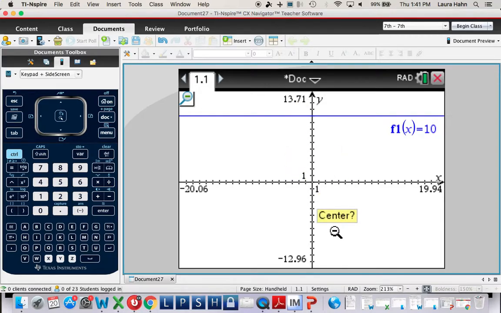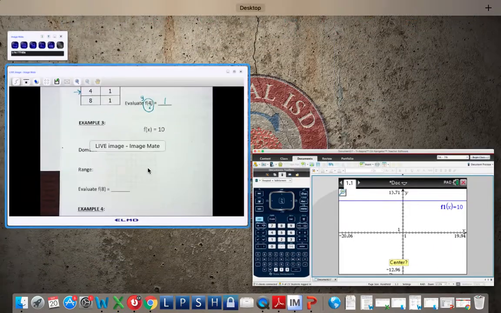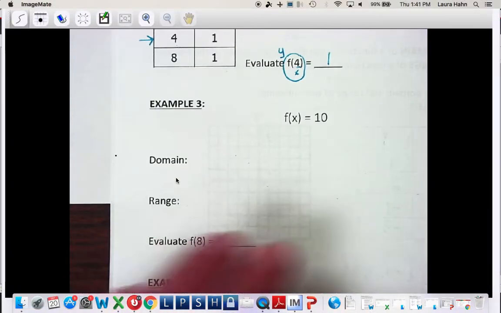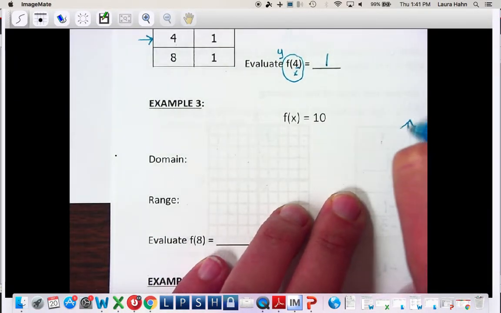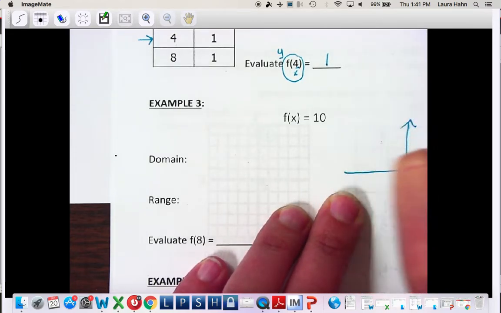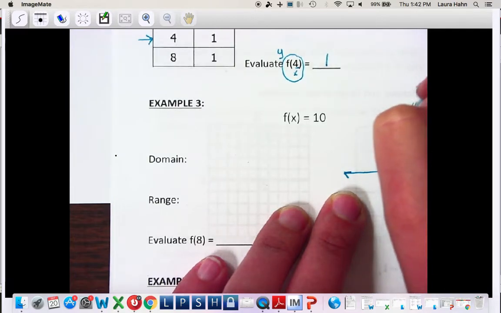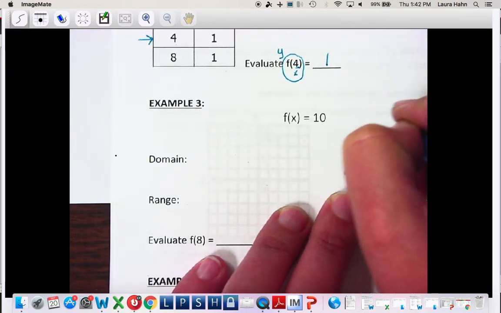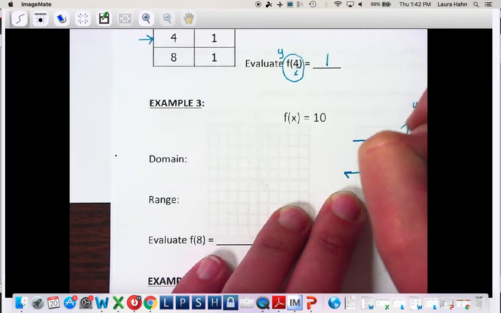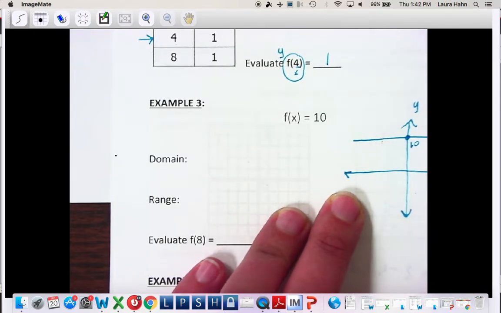Okay, so now that you have an idea of what it looks like, I'm going to try to draw it on my paper. Let's go back. So we have an idea. This is the x-axis, this is the y-axis, and it was just a horizontal line that crosses the y at 10.